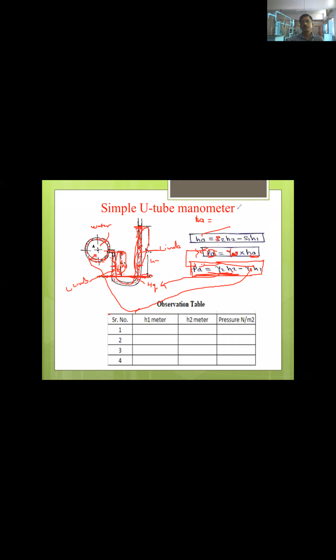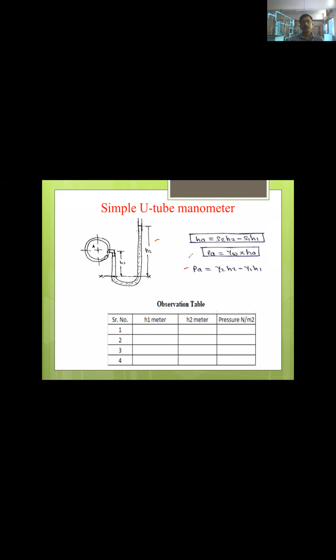Now draw this simple diagram, write down these formulas, and prepare this observation table, the observation table for h1 and h2. What observations do we have to perform while finding the pressure intensity using a simple tube manometer? We just need to find out the h1 and h2 values from the datum, that is the lowest point of the mercury. Find the h1 and h2 values from there and put them here. The values of gamma 1 and gamma 2 we already know. Then put those values in this formula, and you will get the pressure intensity at that particular point. So write it down, do it fast.